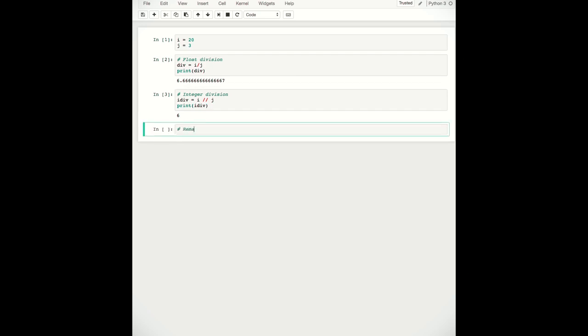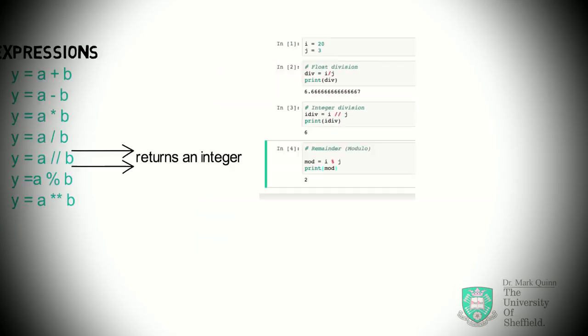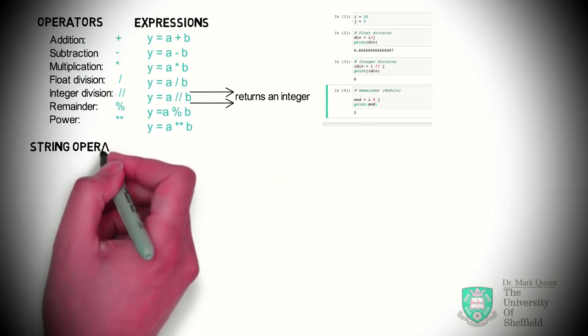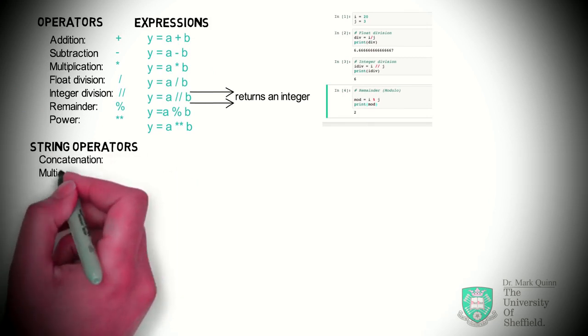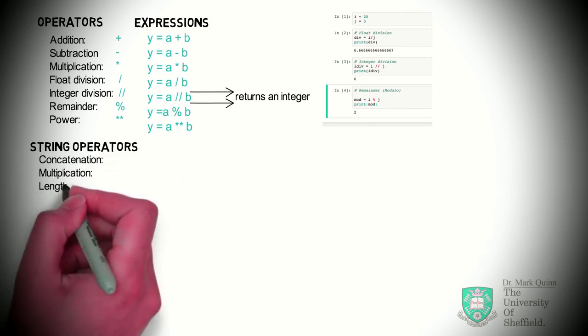Next, the remainder operation is similar to integer division. Here in our example, we'll have the remainder of i divided by j, or 20 divided by 3. And of course, the remainder of this is 2. After these numerical operations, let's have a look at some basic string operations. First, you can add multiple strings together using concatenation.